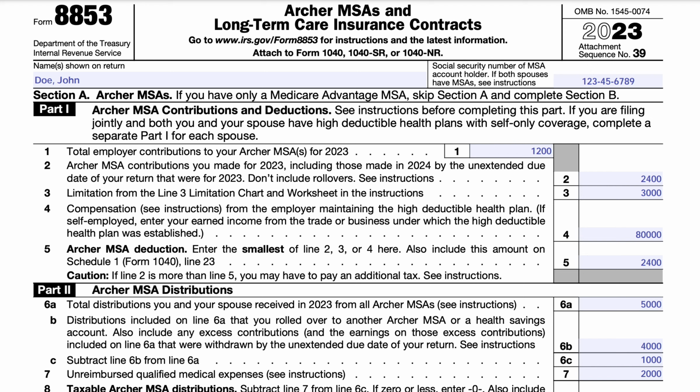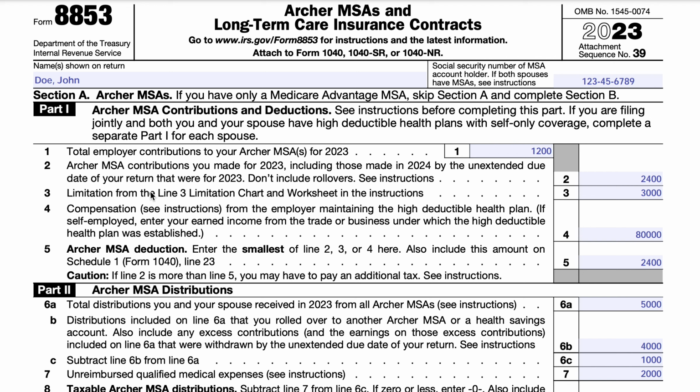Form 8853, Archer MSAs, and long-term care insurance contracts. So there are several parts to this tax form, and a lot of people will not use it, particularly those who don't have an Archer medical savings account or a Medicare Advantage medical savings account. But we're going to go through this for those of you who do.